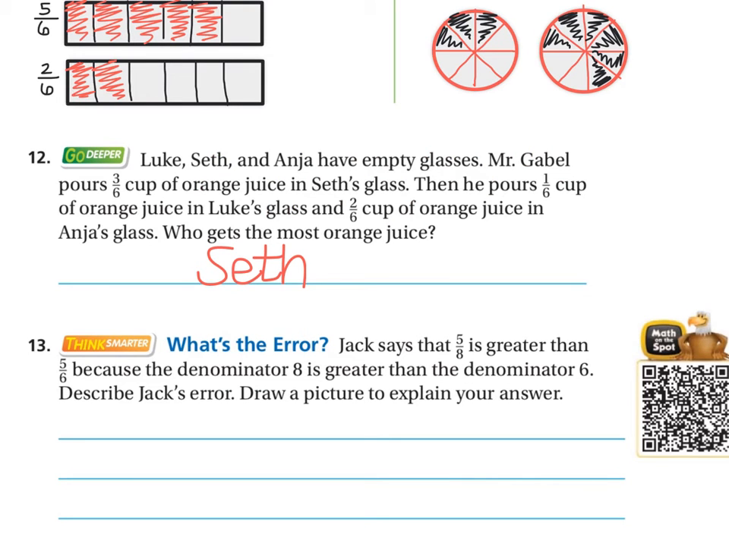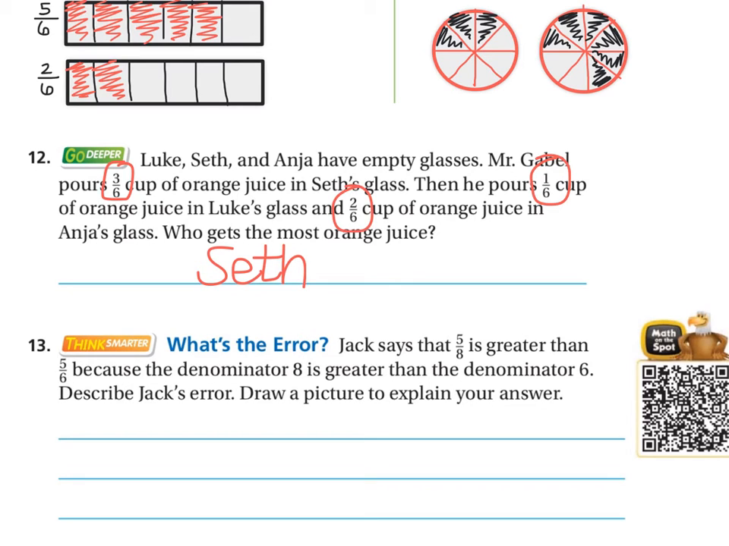The answer to number 12 is Seth. Jump ahead now if you got Seth. Now let's take a closer look at how we got Seth. So the question we're answering here is who gets the most orange juice. So we want to figure out which of these three fractions is the greatest. So I have 3/6, 1/6, and 2/6.